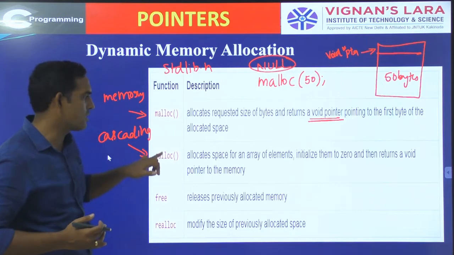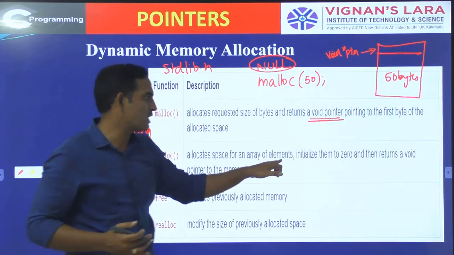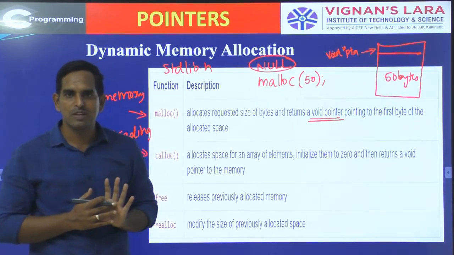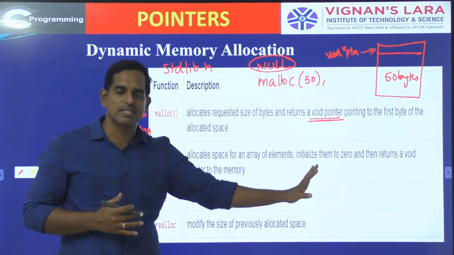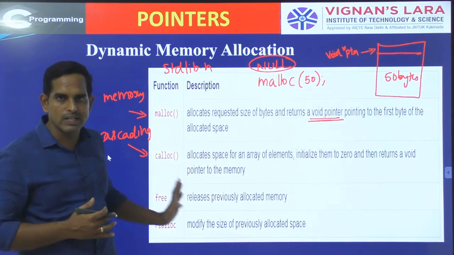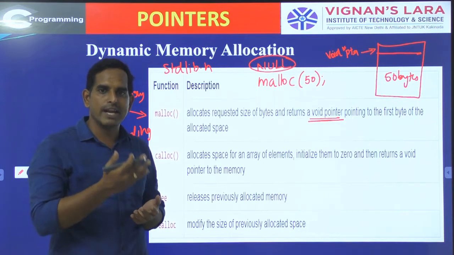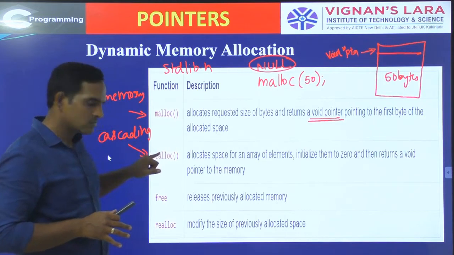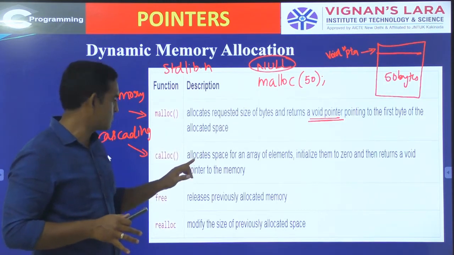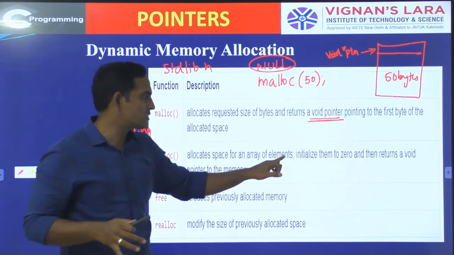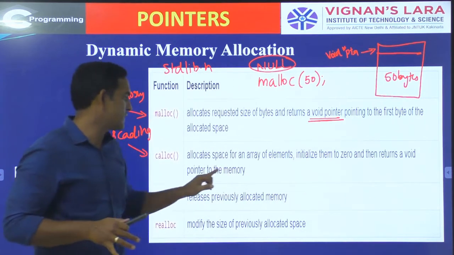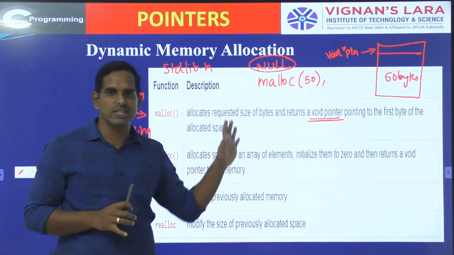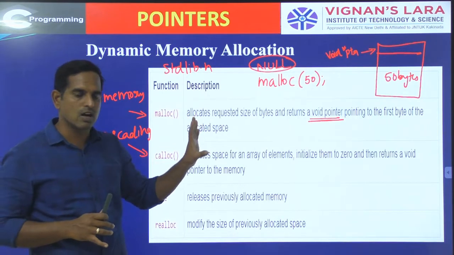Contiguous allocation, or calloc, allocates space for an array of elements. Usually calloc will be used for derived data types like arrays, structures and other data types. So calloc also will return some memory. It allocates space for an array of elements, initializes them to 0, and returns a void pointer pointing to the memory. We'll look at examples of calloc and malloc and see the difference between them.